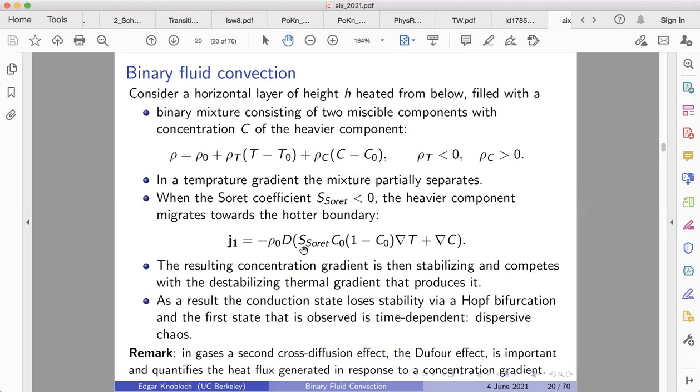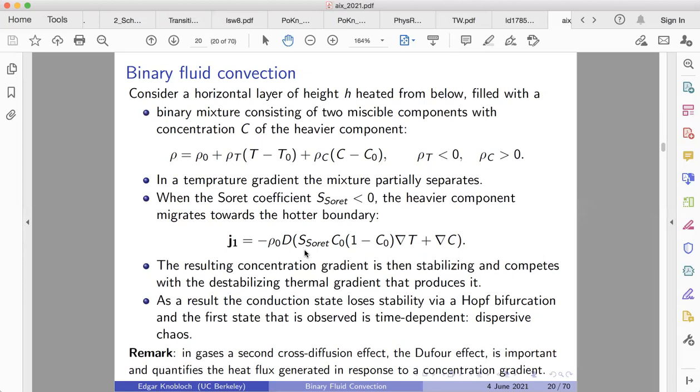The case I'm interested in here is going to be S negative, the Soret coefficient negative, or anomalous Soret effect, where the heavier component migrates towards the hot boundary, which is the lower boundary. And that sets up a competition then between the stabilizing concentration gradient that develops in response to the applied temperature gradient and the destabilizing effect of the temperature gradient itself. And that competition allows for oscillatory onset of an instability of the conduction state.